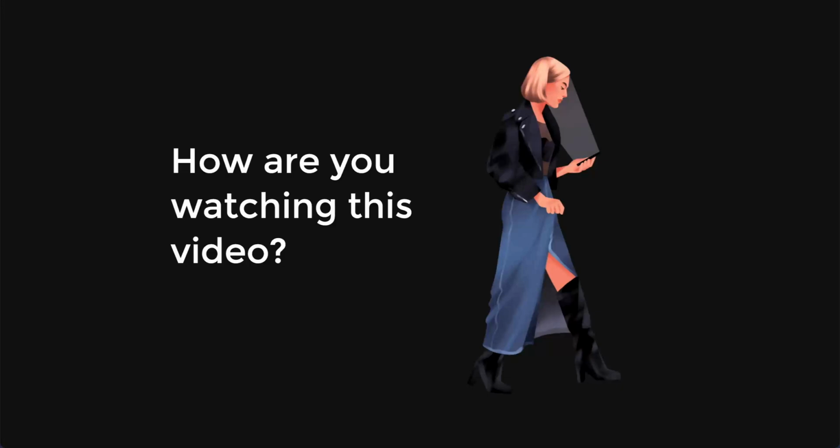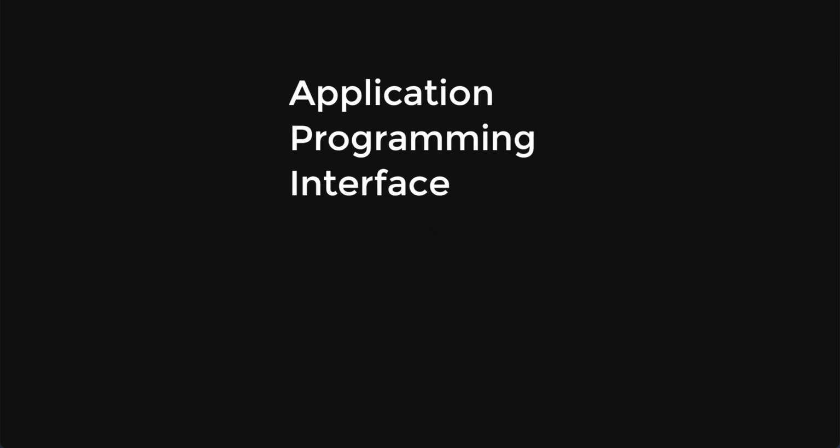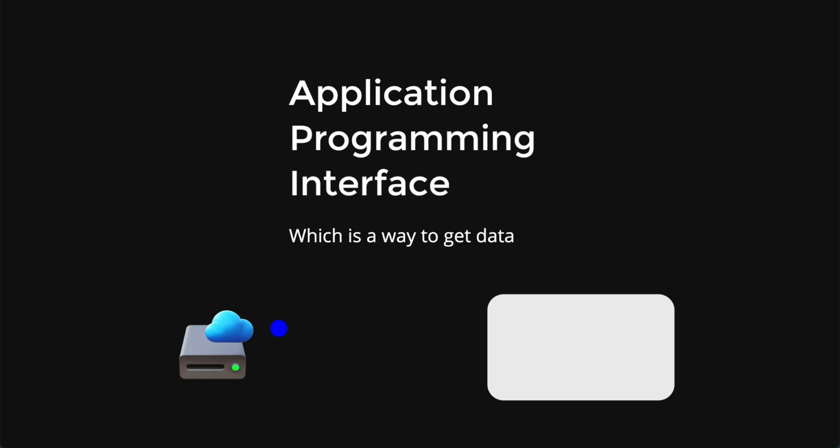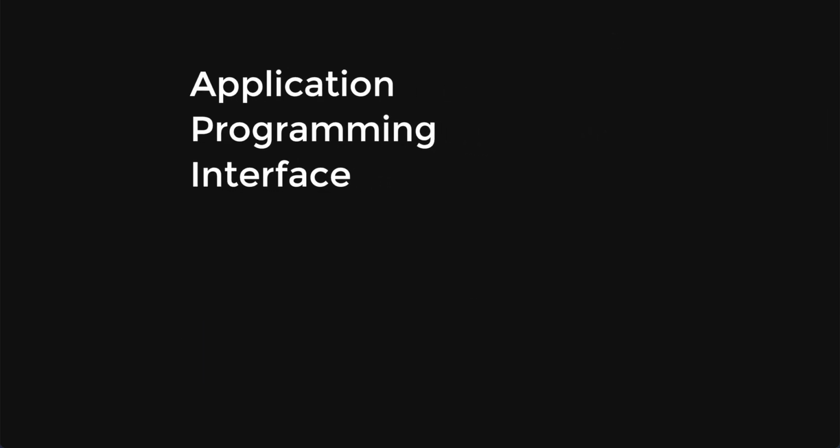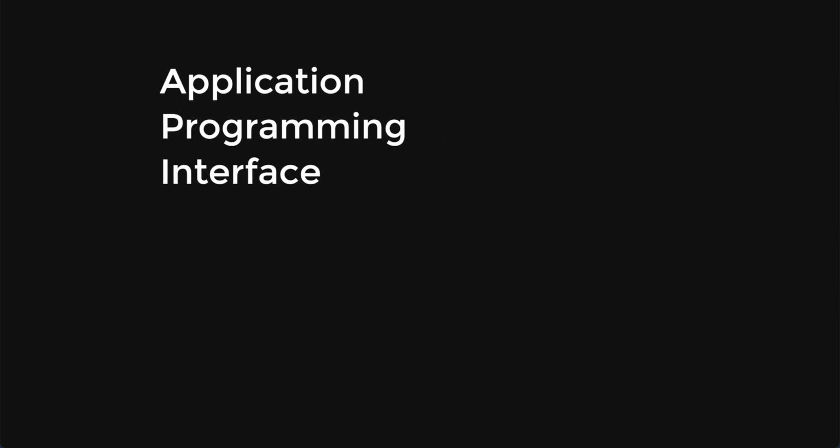How are you watching this video? Well, you actually are using this thing called API. API stands for Application Programming Interface, which is a way to essentially get data. This is how it looks, where you get your data from a cloud server over here, and then it will send you the data to your website, and essentially your website will load a YouTube video, which is what you're watching right now.